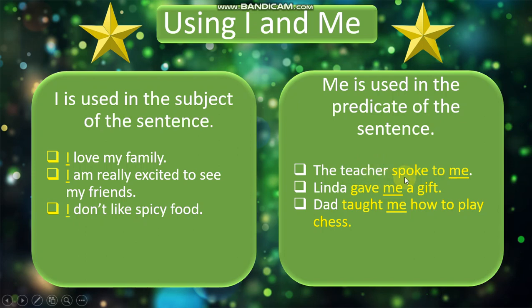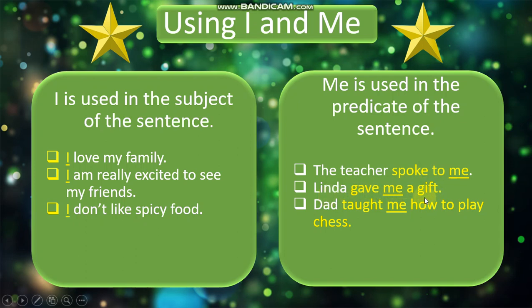What did she do? Spoke to me. So where are we using me in the sentence? In the predicate of the sentence. We are receiving the action, teacher. The subject is doing the action of speaking. And she's speaking to who? To me.